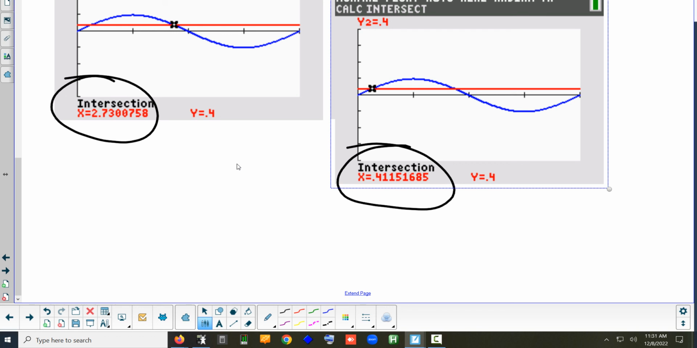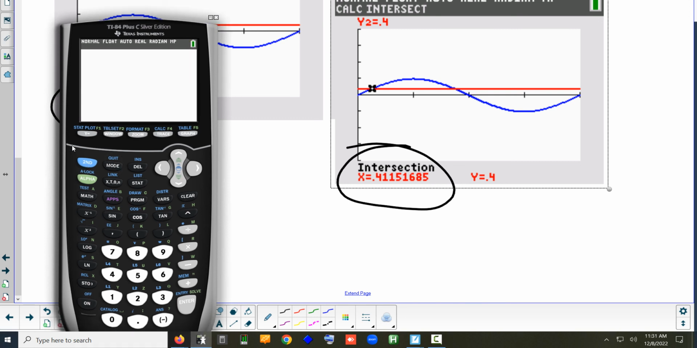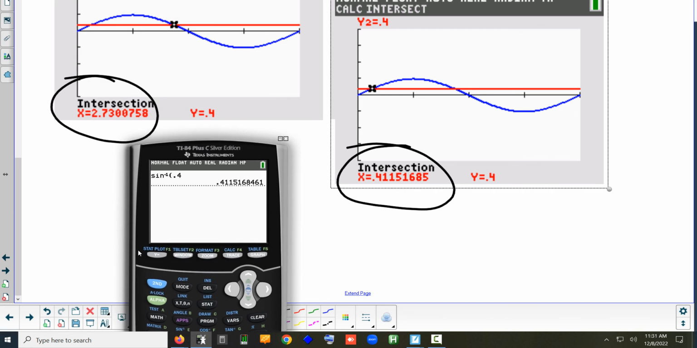Any question on that? Now, let me show you something. What did we graph? Sine of x equals 0.4? Yeah. Okay. Second, sine 0.4. What do you notice? That's one of the answers. And I found it a lot quicker than graphing. I didn't have to type it in y1, y2, do an intersect, hit enter 3 times.